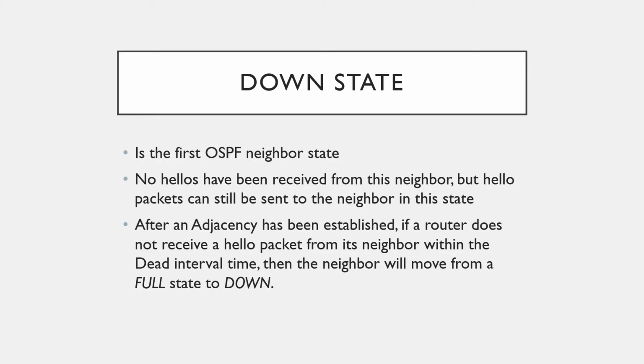So the first state is the down state, and this is the first OSPF neighbor state. In this state, no hellos. It basically means that we haven't received any hellos from this neighbor, but we can still send hellos to that neighbor. The main situation where you're going to see a neighbor in the down state is usually if we already had an established adjacency with a peer, and we didn't receive a hello from that neighbor within the dead interval time. And so we declared that neighbor essentially dead, and moved them from a full state to a down state.